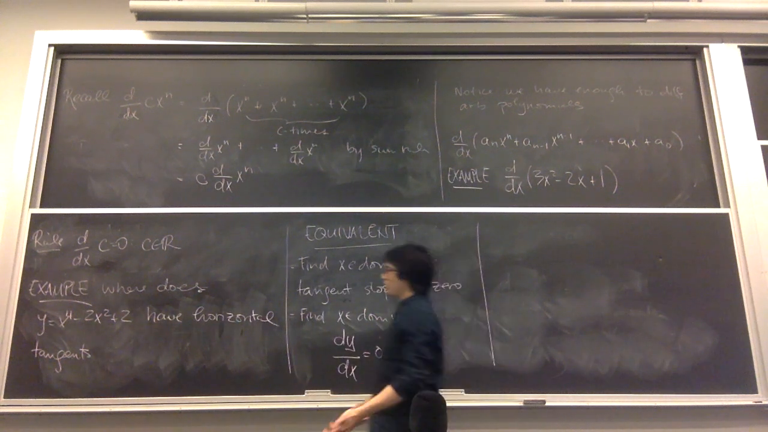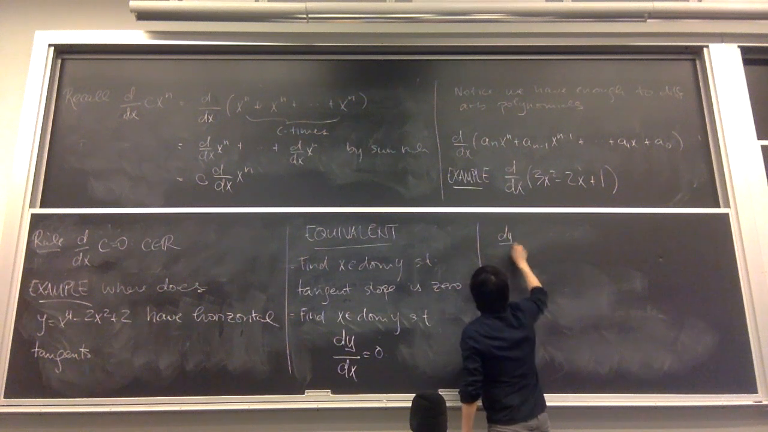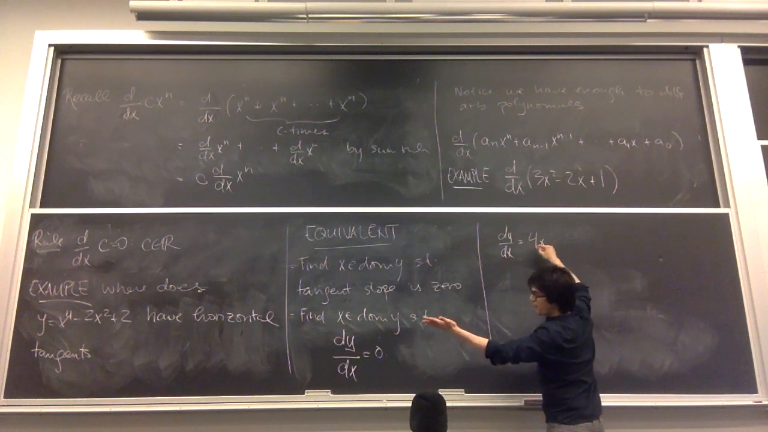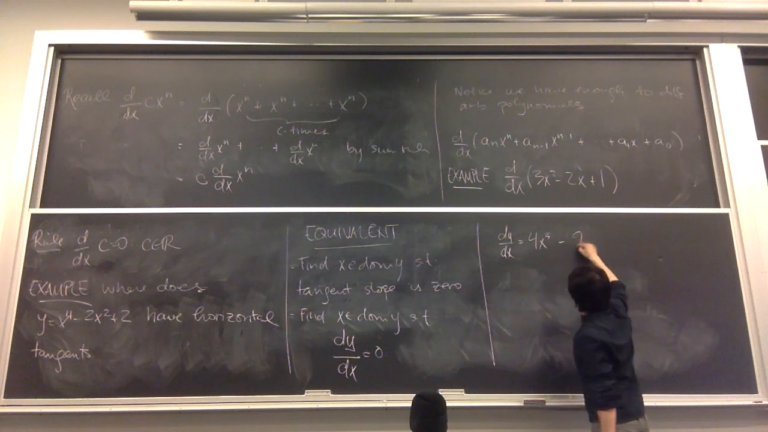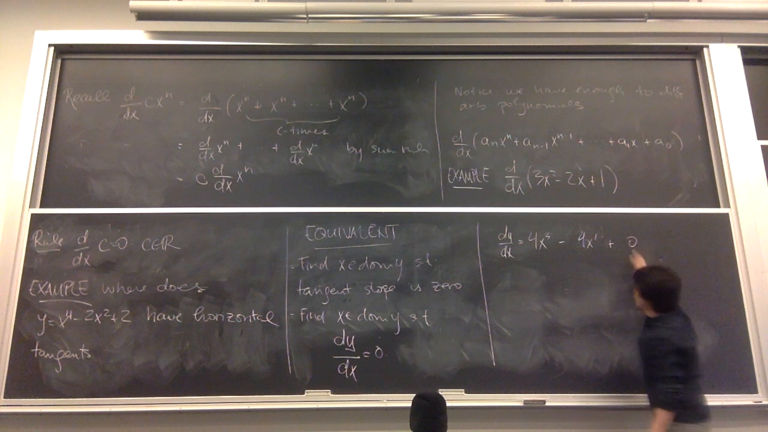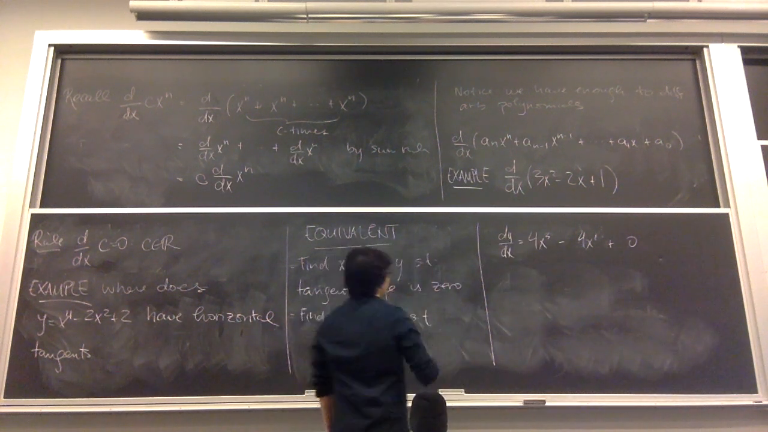Okay, so now all we have to do is actually do it. So dy over dx is what? 4x to the 4 minus 1, 3, minus 2 times 2. Whoops. That's 4x cubed minus 4x, plus 0. Don't write the plus 0. I'm just doing it right now to emphasize that it disappeared. Okay, so where is this equal to 0?